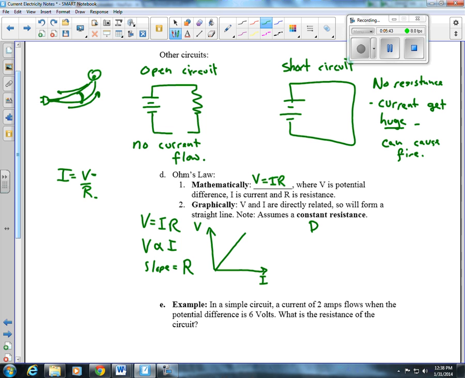Now, if something does not obey Ohm's law, if for some reason the resistance changes as you change the voltage, it's usually because things heat up, and when they heat up, the resistance can change. It might look like this, being a curved line.